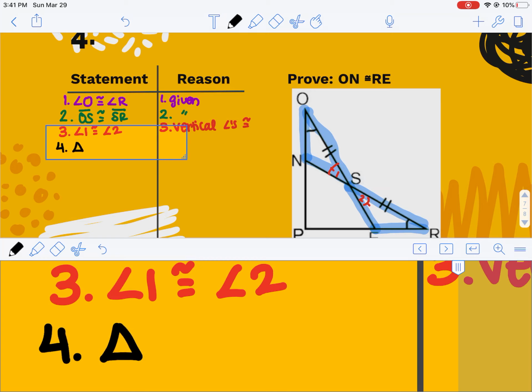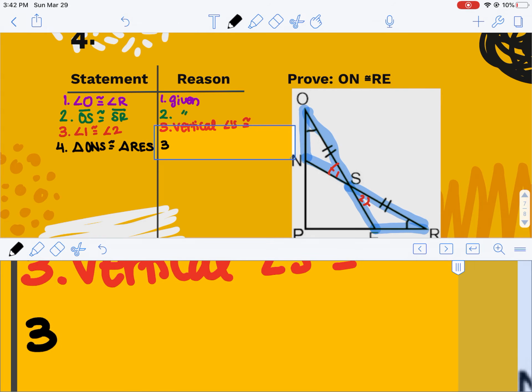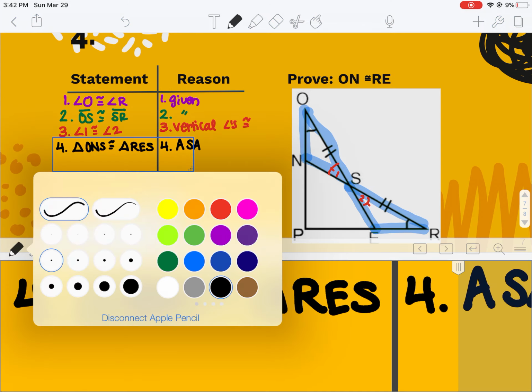Now I can say my triangles are congruent. So I can say triangle ONS is congruent to triangle RES. That's not step 3, that's step 4. I have 2 angles and the side between the angles. So that is angle, side, angle.